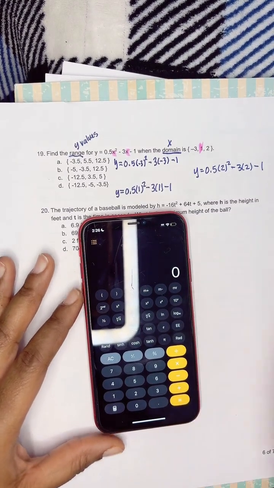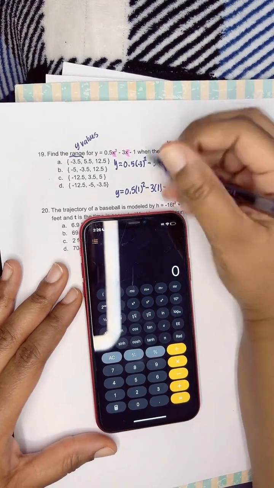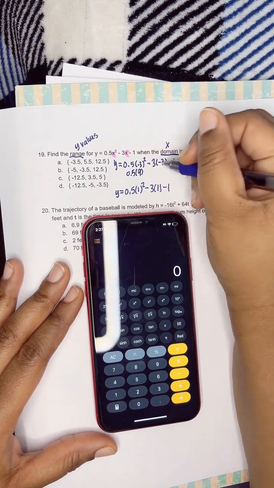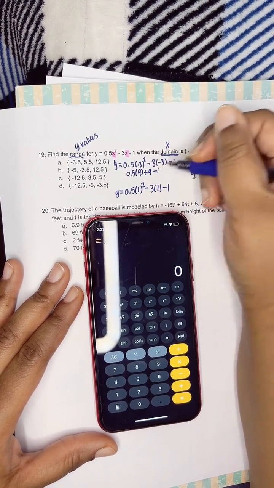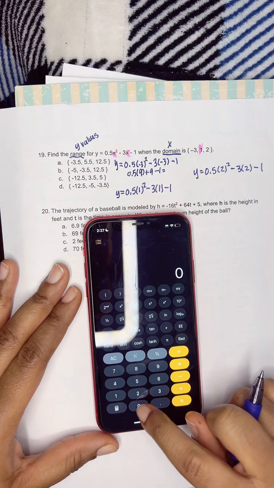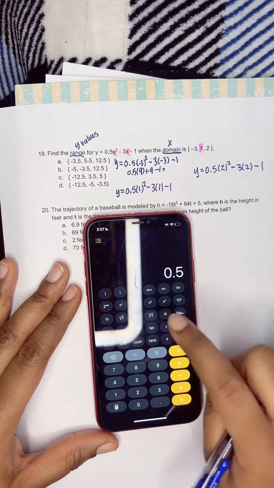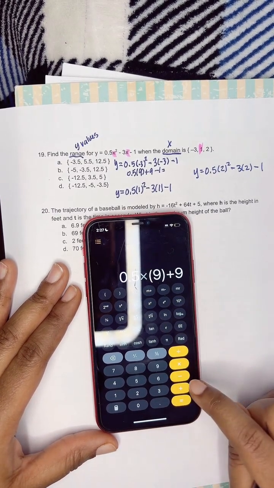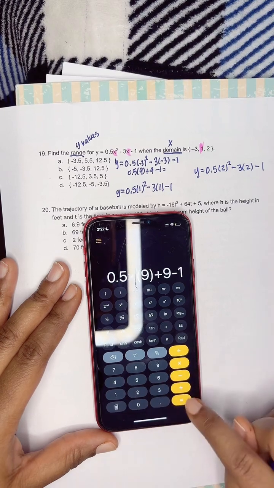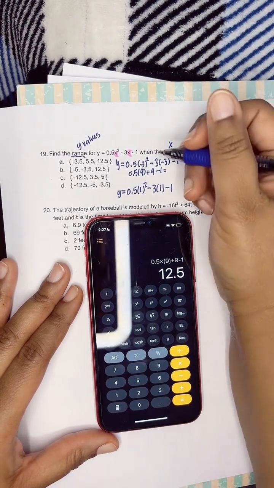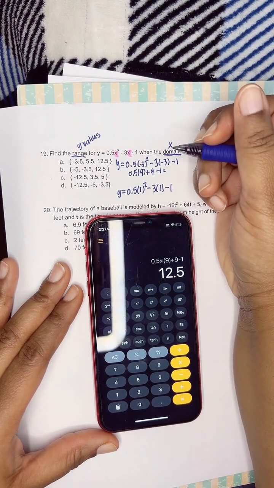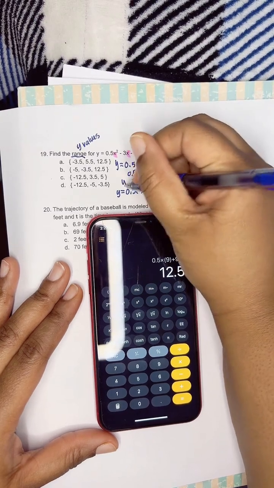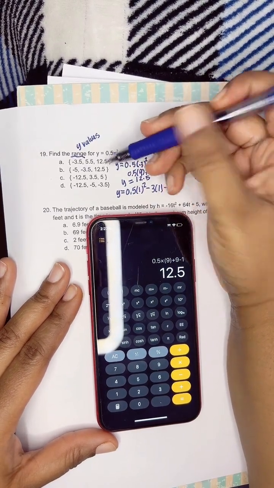Okay, so we're going to do, let me just clear it up a little bit. This is going to be 9 times 0.5 plus 9 minus 1. So 0.5 times 9 plus 9 minus 1. And we get, why are we getting a positive 12? Oh, but that's what we get. 12.5. Y equals 12.5. Okay, so we have 12.5.